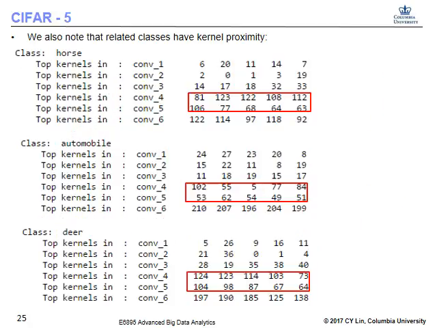We also note that there's kernel proximity for objects that are related. Horse and deer can be considered somewhat related, and we can see convolutional layers 4 and 5 have similar numbered kernels, and because kernels deal with relational information, it is suspected that proximal kernels might store similar information. We know that automobile has a completely different kernel set for the same layers.